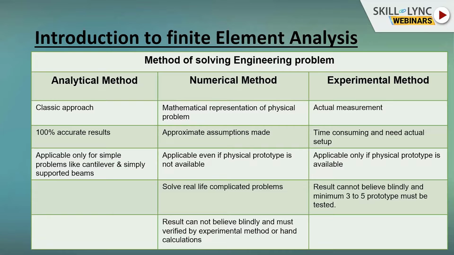Then it is applicable if a physical prototype is not available. We can have the CAD model and we can solve that. We don't need any physical prototype for that. Then it solves real life complicated problems, and any kind of scenario we can simulate with the numerical method, but the results cannot be blindly trusted. We must verify with the experimental method or with hand calculations for validation. So we can say it has a very wide scope, but we also cannot blindly trust it, but we can get the solutions for a lot of problems by using numerical method.